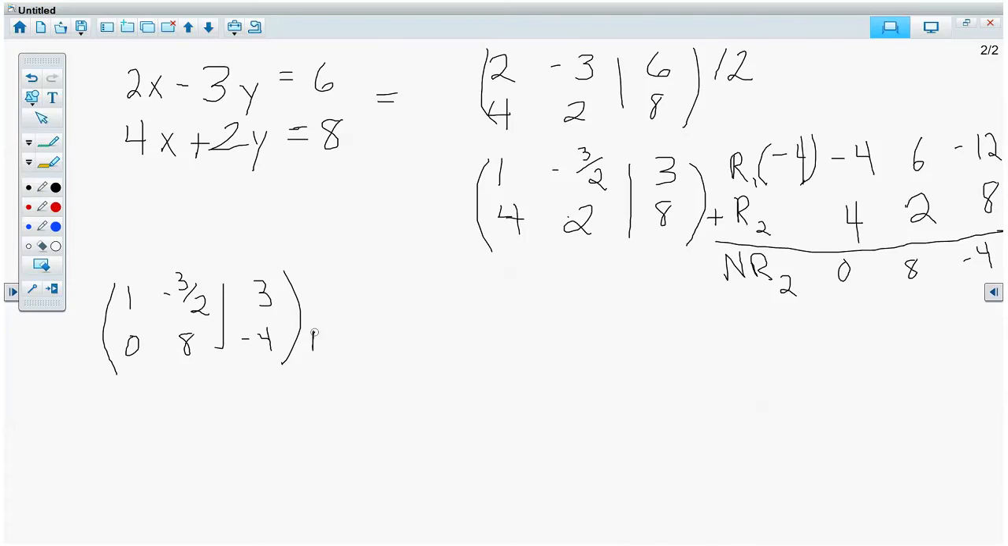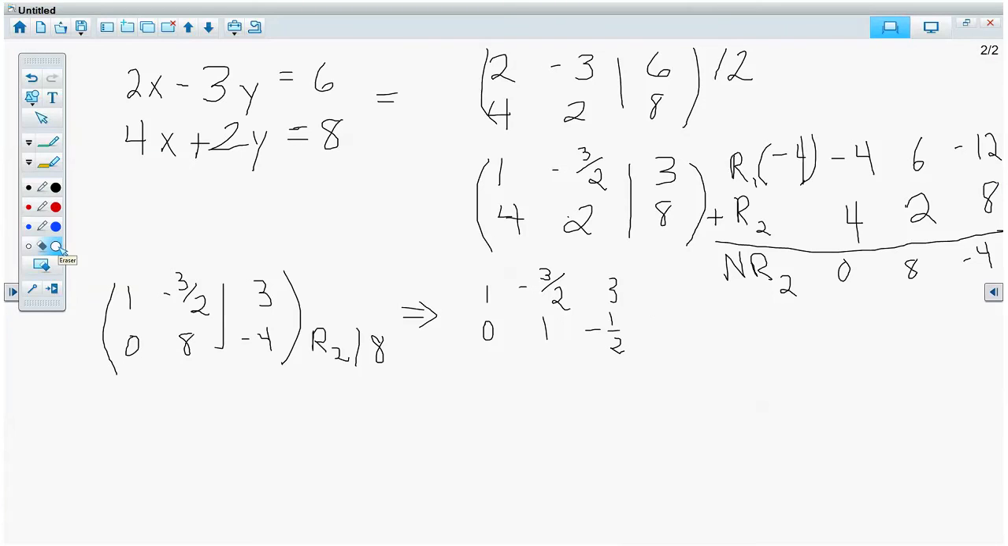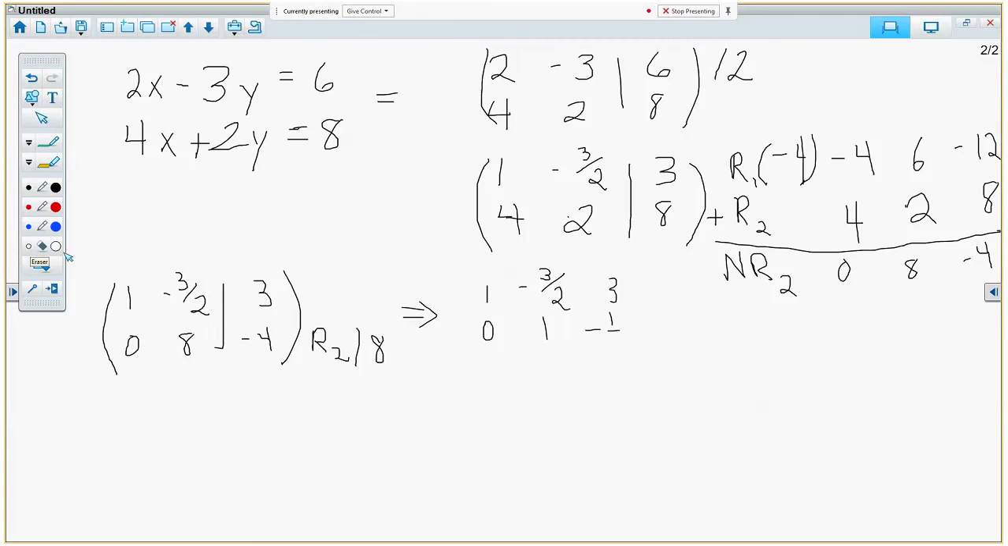So row 2 divided by 8. And that's going to give us 1, negative 3 halves, and 3, 0, 1. And what's negative 4 divided by 8? Negative 1/2, Hubert. Thank you, class. Y'all notice what kind of math we're doing here? Elementary math.